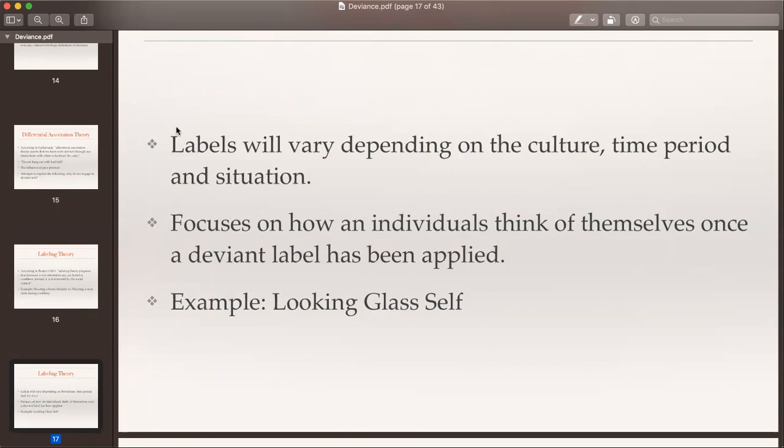When we look at labeling theory, it focuses intensely on how individuals think of themselves once a deviant label has been applied to them. This is the looking glass self: how do I begin to interpret who I am? When individuals label me a deviant, a bad kid, whatever it may be, how does that begin to shape my sense of self, my self-confidence?